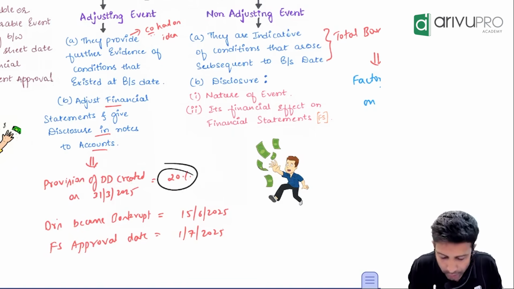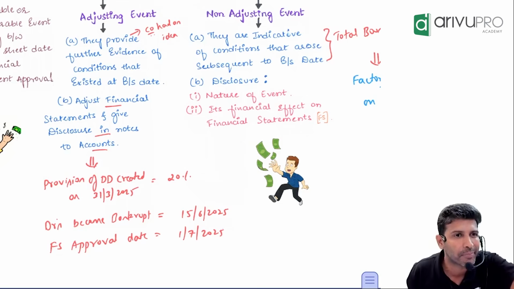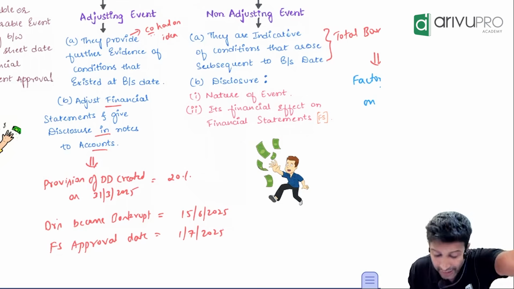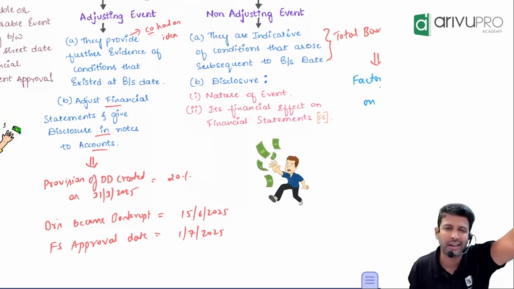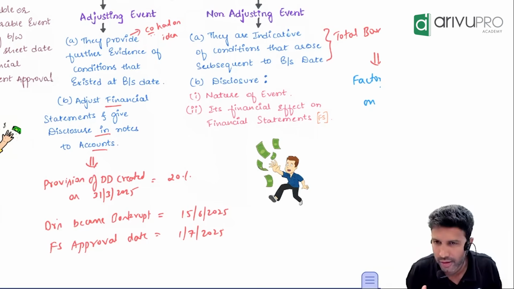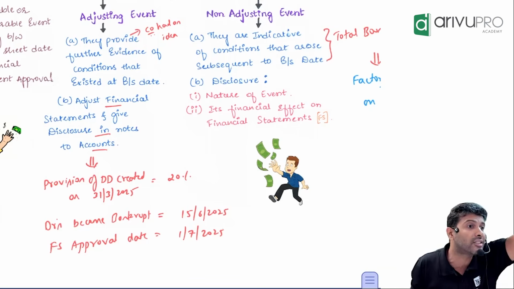Now you tell me, is this a total surprise or did I have an idea? I have already made a provision. So that means I was not clueless; clues were already existing, but I got further evidence on 15th June. And the standard says, since you already knew about it and conditions were already existing, you only got the further evidence later on.